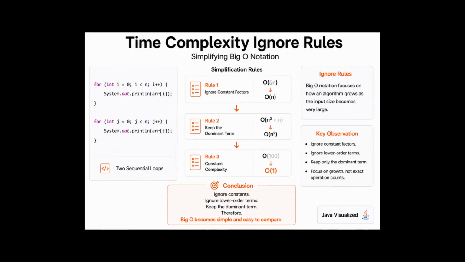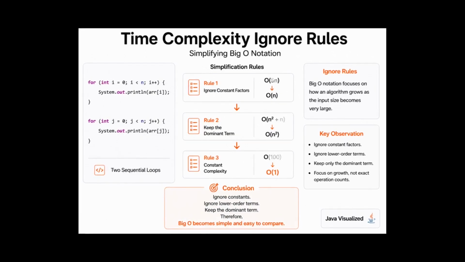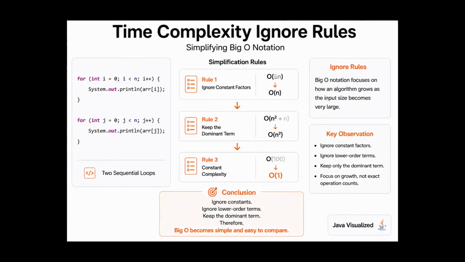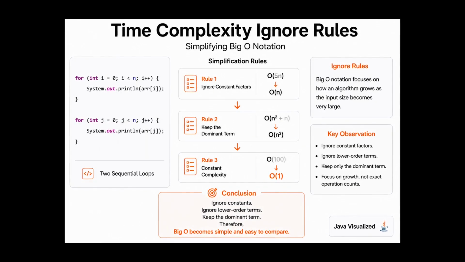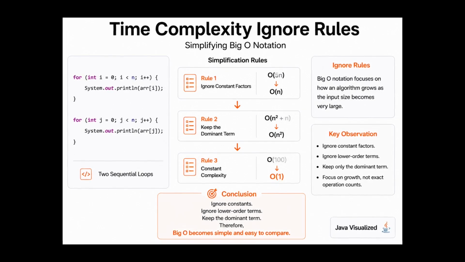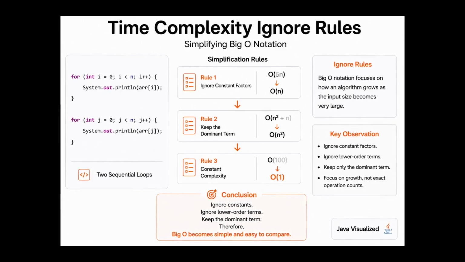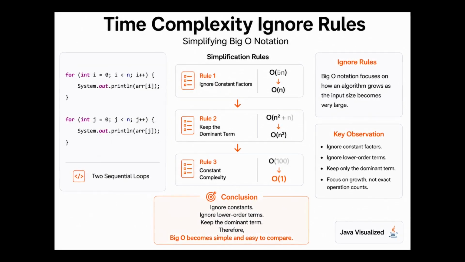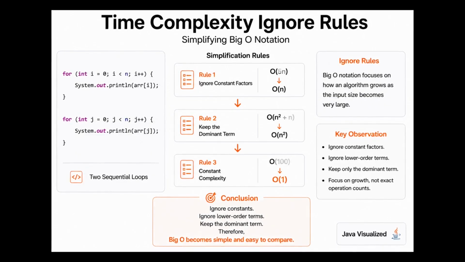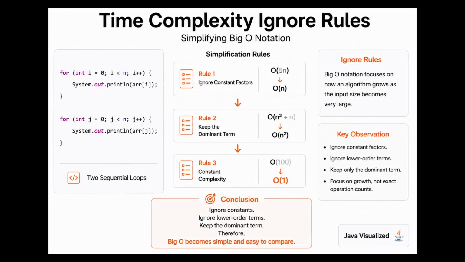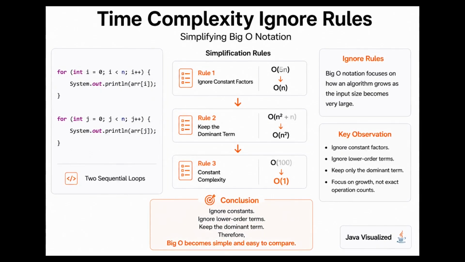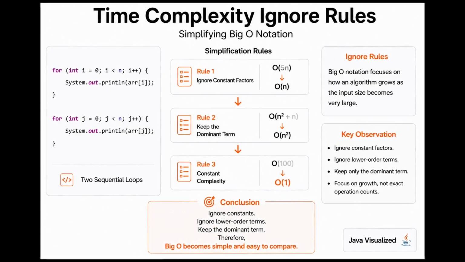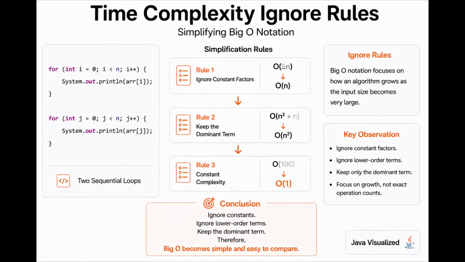When calculating time complexity, we follow a few simple rules to simplify the final result. First, ignore constant values. For example, O of 5n becomes O of n because constants don't affect how the algorithm grows. Second, if an expression has multiple terms, keep only the fastest growing term. For example, O of n squared plus n becomes O of n squared. Finally, when comparing algorithms, focus on the growth rate as the input size becomes very large, not on small constant differences. These simple rules make time complexity easier to compare and understand.